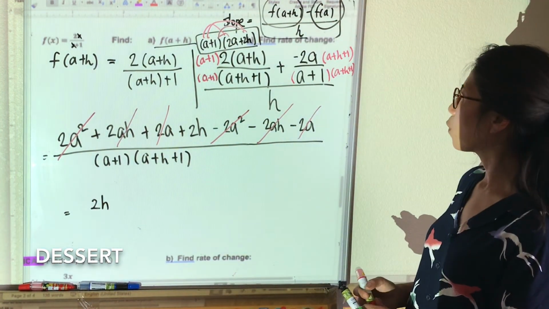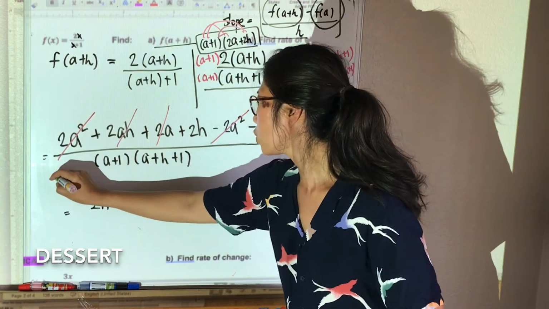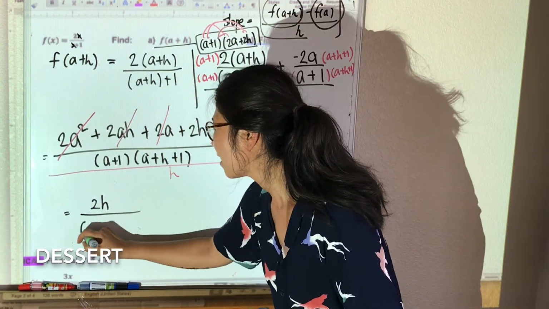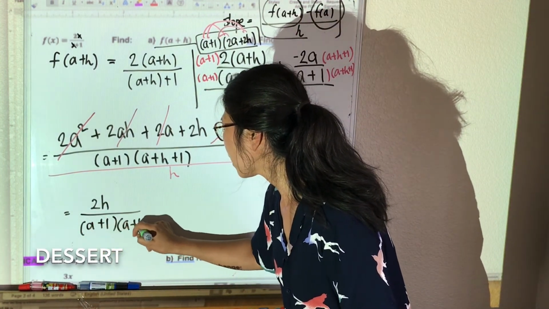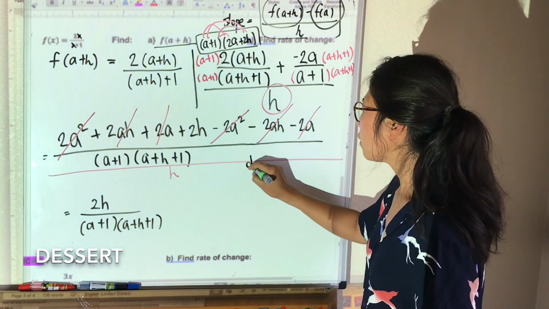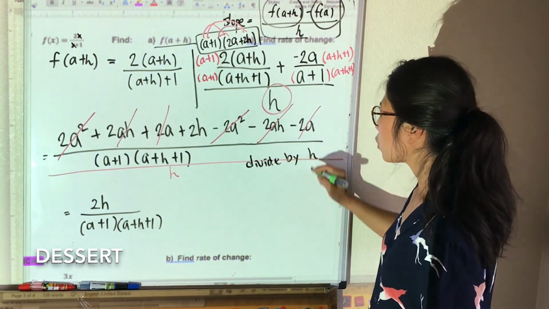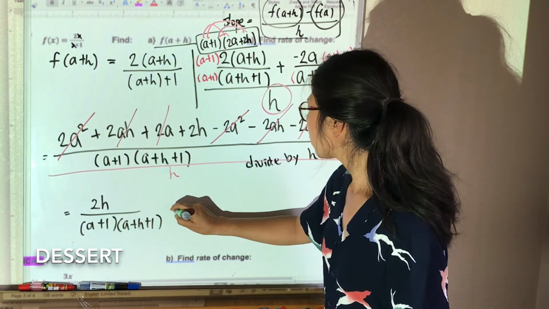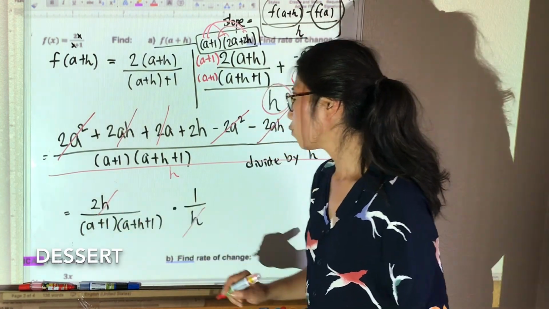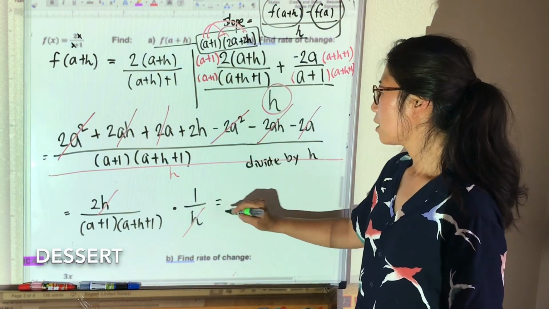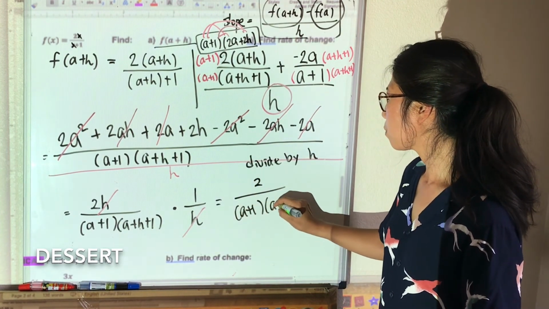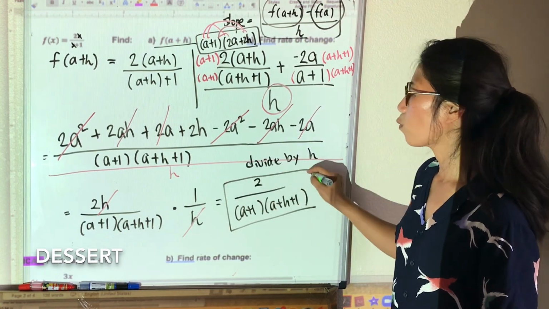And as you see, I forgot a very important h here, which is over h. Don't forget that. A plus 1 and a plus h plus 1. So we had a over h, but this means divide by h, which I can rewrite as multiply by reciprocal. So I can reduce one more time over h, then I will get 2 over a plus 1 and a plus h plus 1 as my rate of change.